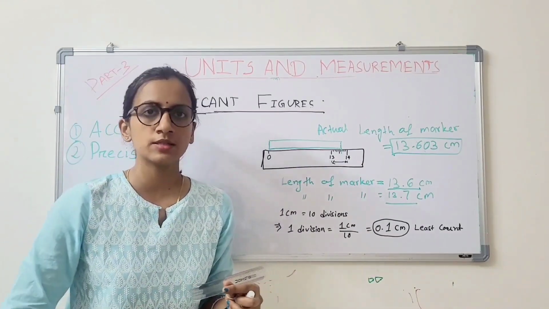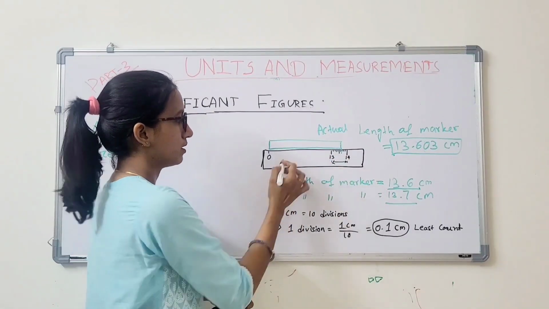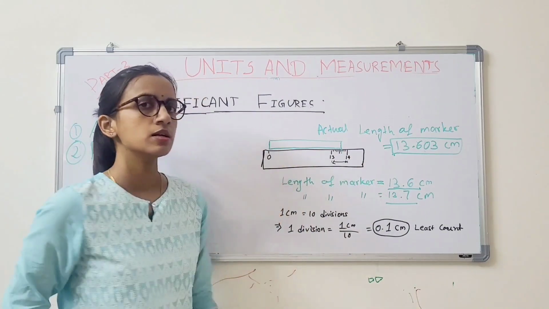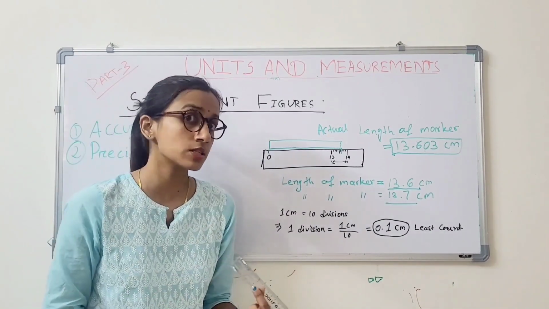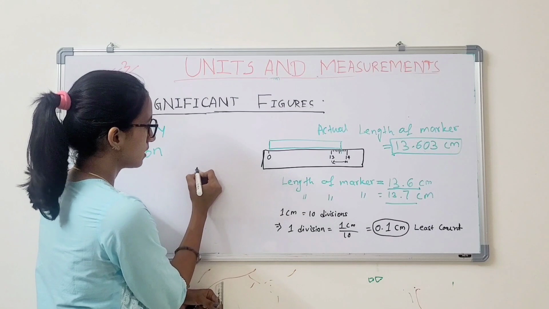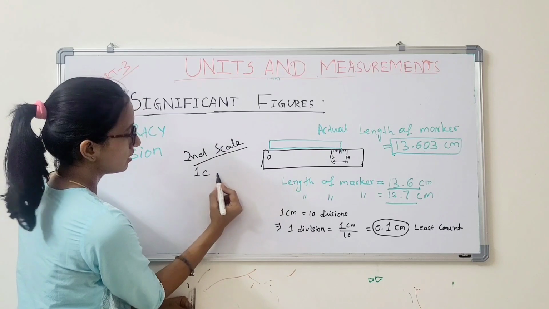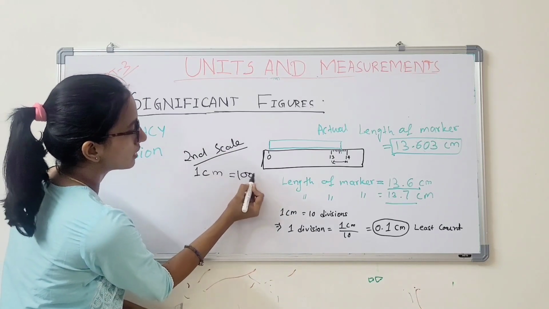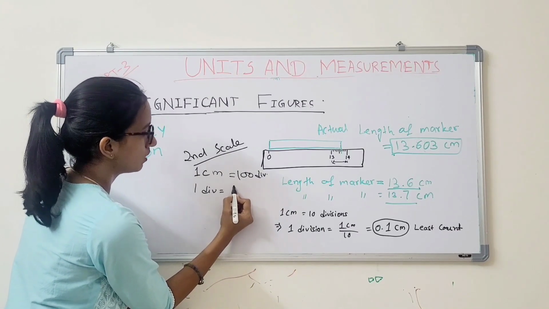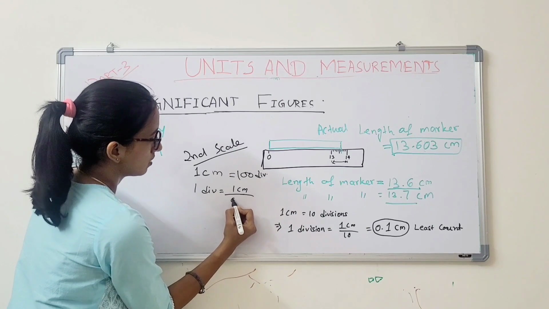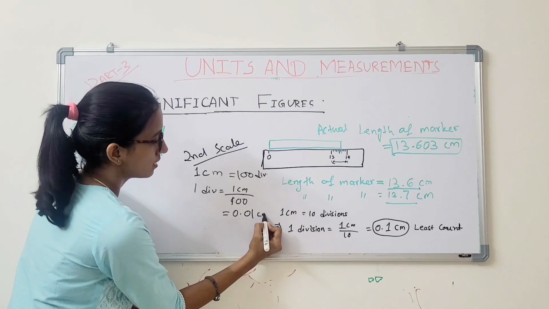Sushmita came with another scale which has 100 divisions in between 1 centimeter. In between every 1 centimeter, in her scale there are 100 divisions. So her scale's least count will be what? In her scale, 1 centimeter is equal to 100 divisions. Okay. So 1 division in her scale will be equal to 1 centimeter by 100, or 0.01 centimeter.